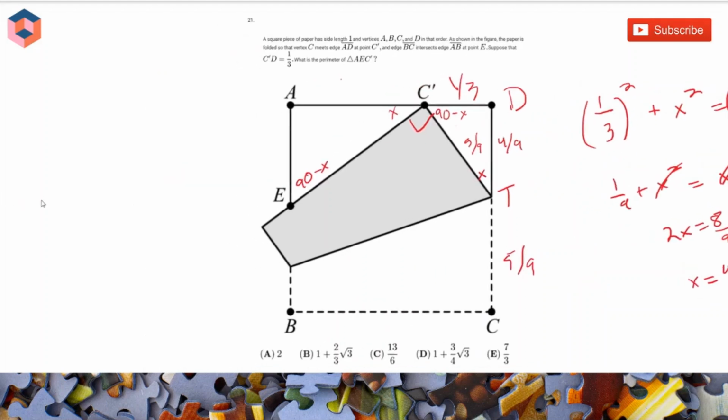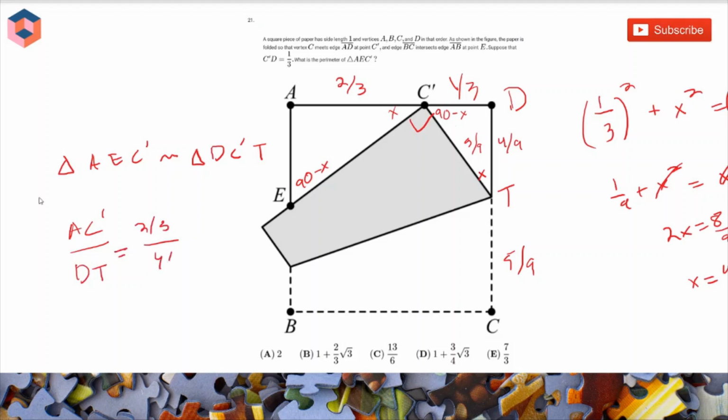So, let's write that down. We have that triangle AEC prime is similar to triangle DC prime T. Interesting. Well, we also know the length of AC, so now we can find the ratio between these triangles. We have that AC prime over DT is equal to 2/3 over 4/9. Multiplying both the top and the bottom by 9, we get 6 over 4, or 3 over 2. Once again, this is pretty interesting. So how can we continue here?